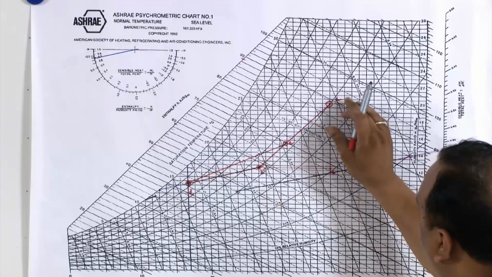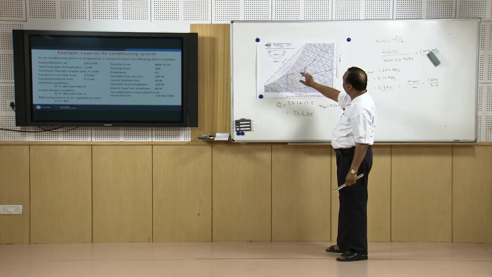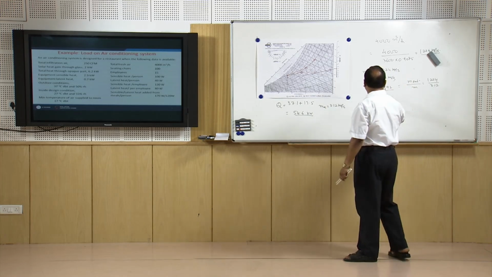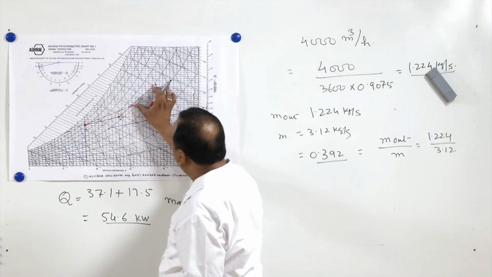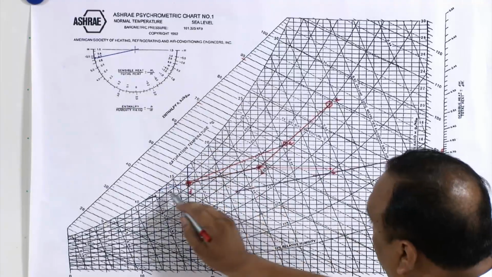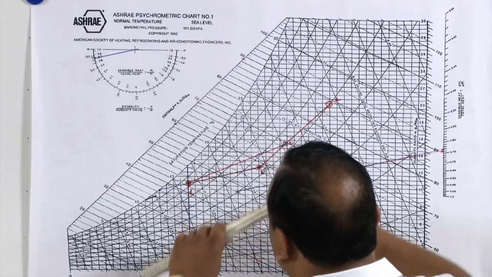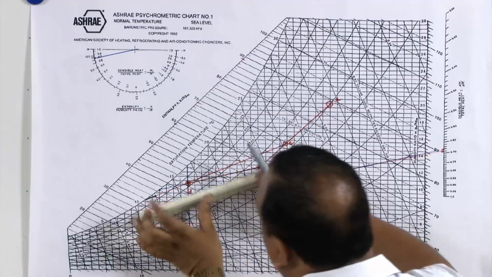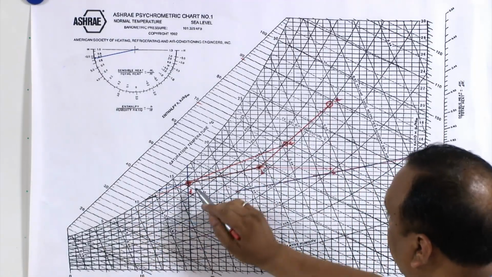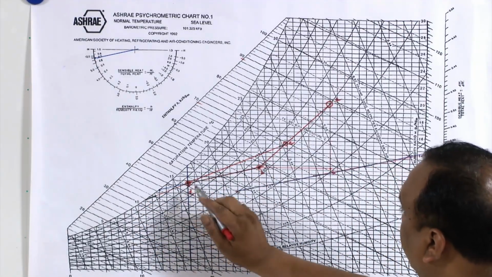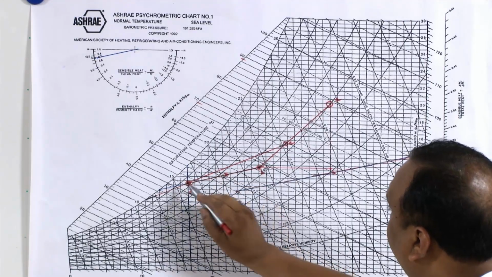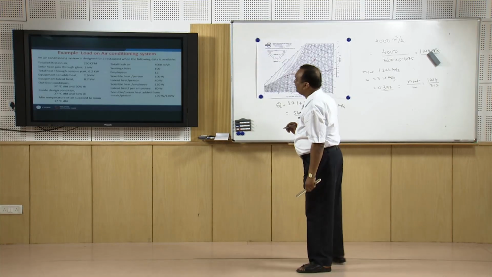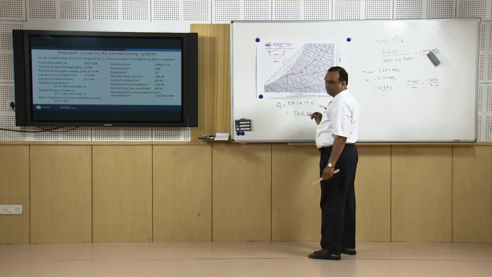Now the arrangement is like this for the air conditioning of this restaurant. Outside air is taken, and it is mixed with the recirculating air in the ratio of 0.392 and 0.608. Now this mixture passes over the cooling coil and attains the temperature of 17 degrees centigrade. Then air is supplied to the room. It picks up heat from the surroundings, and the air which is leaving the room is at 27 degrees centigrade and 55% relative humidity.